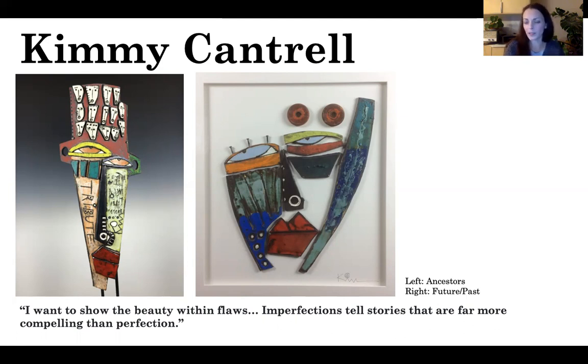I would also like you to pay attention here to the names of some of the pieces. And again, if you go onto his website, you'll see all kinds of thumbnails of the masks that are for sale. But the two I've got on screen now, one is Ancestors and the other is Future Past. Now, those titles are not accidental. They've been given a lot of thought.